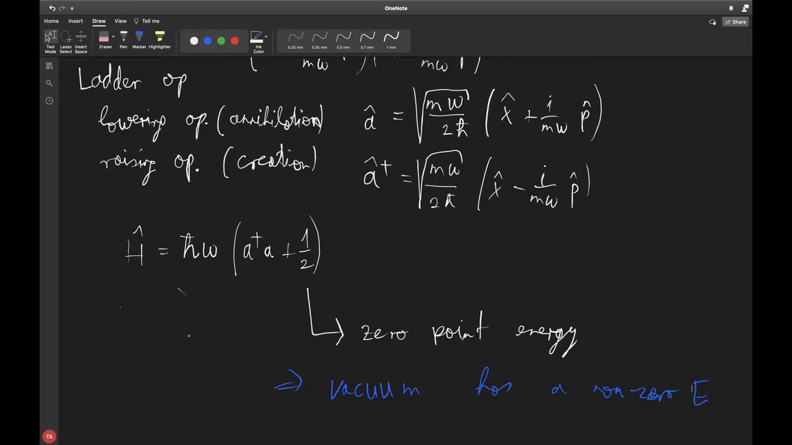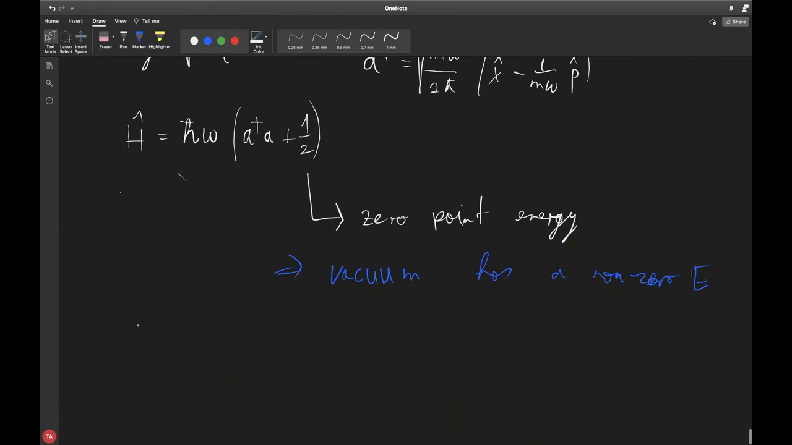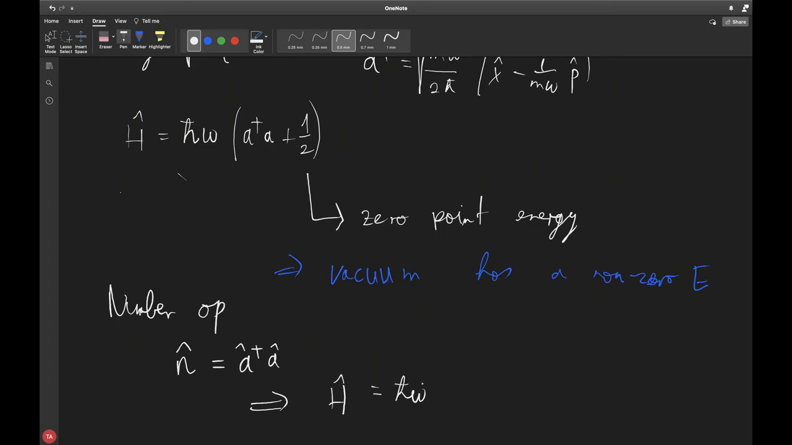So actually, the next step that we can do is that we introduce the number operator. So the number operator is denoted as n operator, is actually the multiplication of this a dagger with the a. So that leads to that we can rewrite the Hamiltonian to be h bar omega times n plus 1/2.